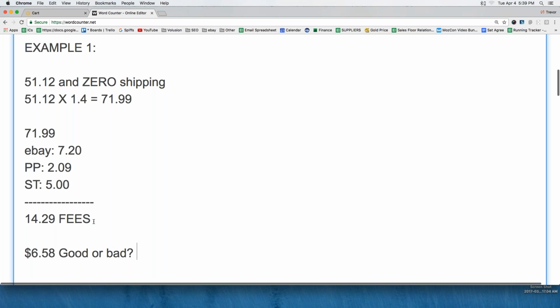Well, I'll tell you how I evaluate it. I'll take our profit, in this case, $6.58, and I'm going to divide it by my sale price of $71.99. And this is equaling about 10% or so. It's about a 10% profit in this case, which is okay, right?